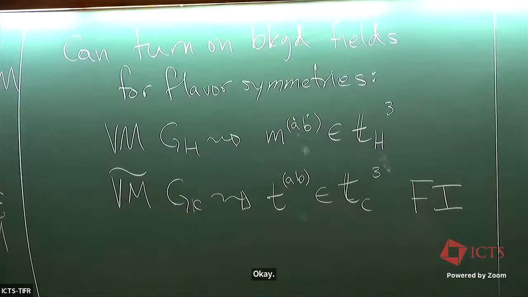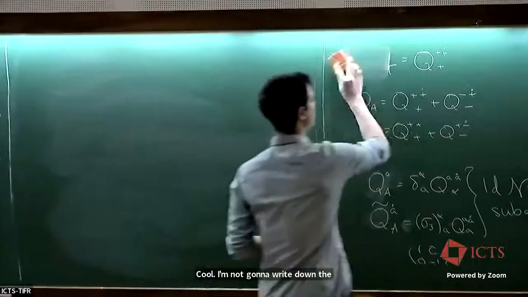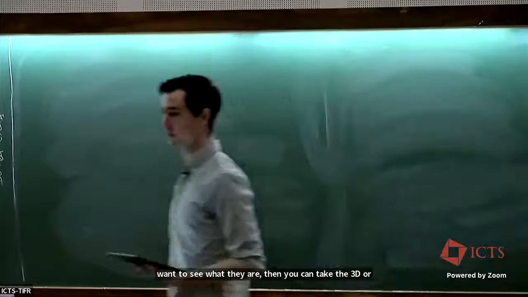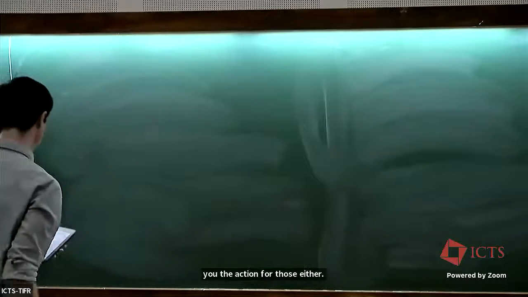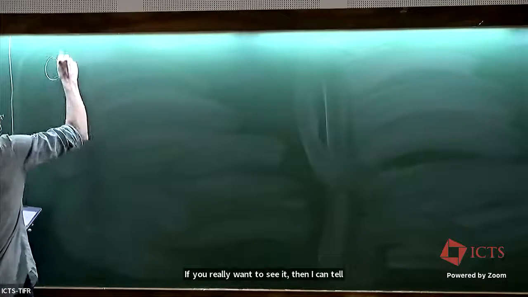Cool. I'm not going to write down the action for these theories because ain't nobody got time for that. If you want to see what they are, then you can take the 3D or the 1D N=4 theories I talked about last time, although I guess I didn't give you the action for those either. And the version of these theories reduced to 1 dimension that I'm going to explain later will give you the action if you're sufficiently strong. If you really want to see it, then I can tell you afterwards, but like I said, it's kind of a mess.